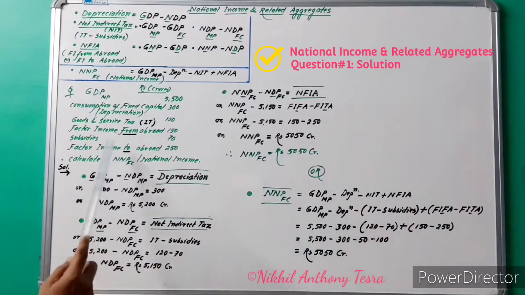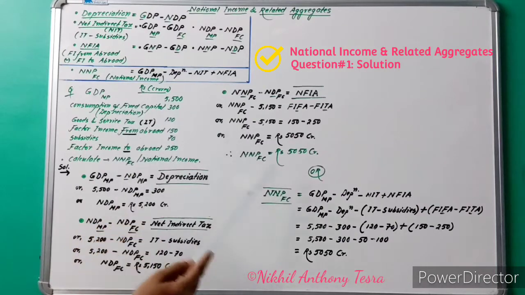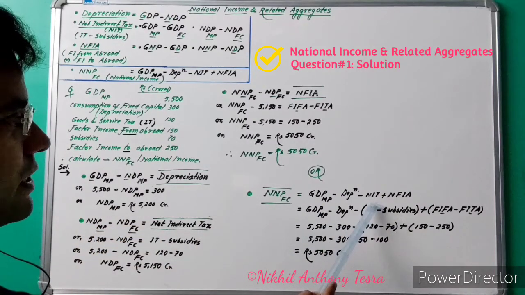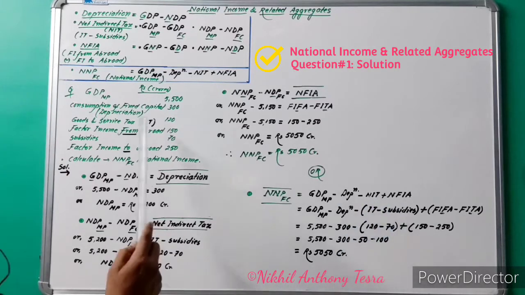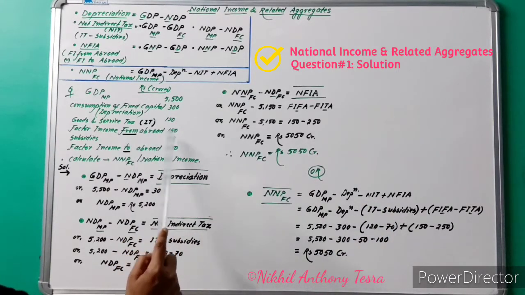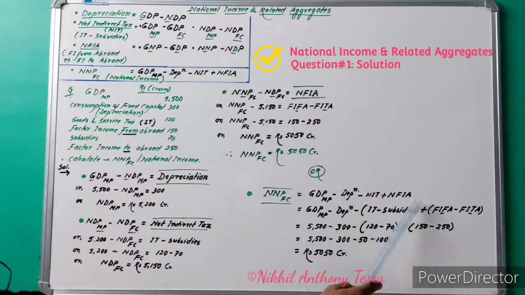GDPmp is given. GDPmp is what? 5,500. You write it across. Depreciation is given. Consumption of fixed capital is depreciation. So 300 is given. Net indirect tax, what I have explained, is indirect tax minus subsidy. So indirect tax is 120, subsidy is given 70. So 120 minus 70 in brackets, plus NFI, net factor income from abroad.